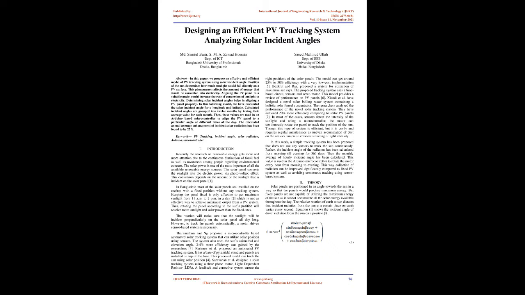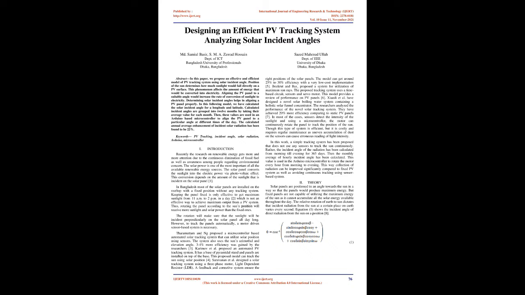Then, these values are used in an Arduino-based microcontroller to align the PV panel to a particular angle at different times of the day. The calculated annual average enhancement of incident solar radiation has been found to be 22%. Keywords: PV tracking, incident angle, solar radiation, Arduino, microcontroller.